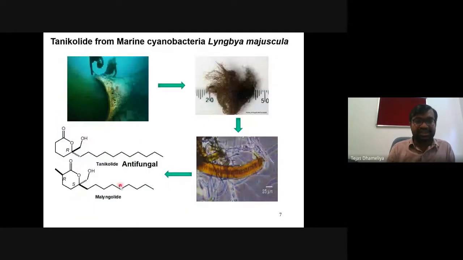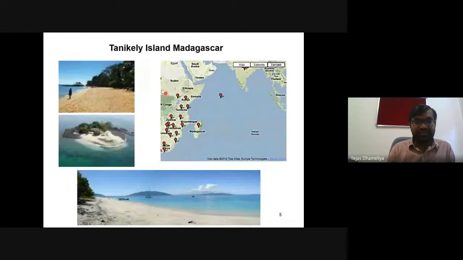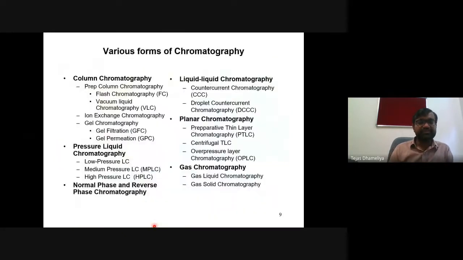So these are the antifungal tanikolides which are obtained from the island of Madagascar, and some images of the island of Madagascar have been shown over here. So this was just to highlight to you people that even if you want to extract a particular compound from a natural product, then chromatographic techniques can be used to separate it.